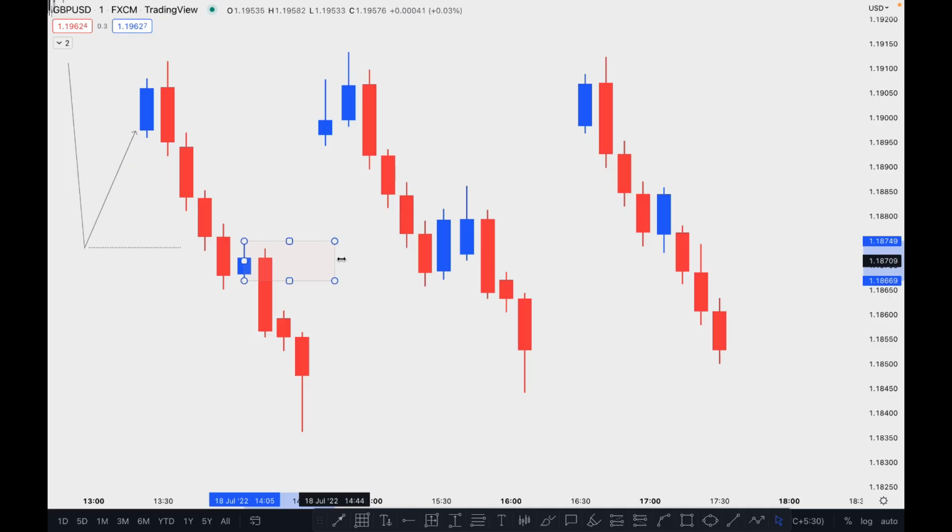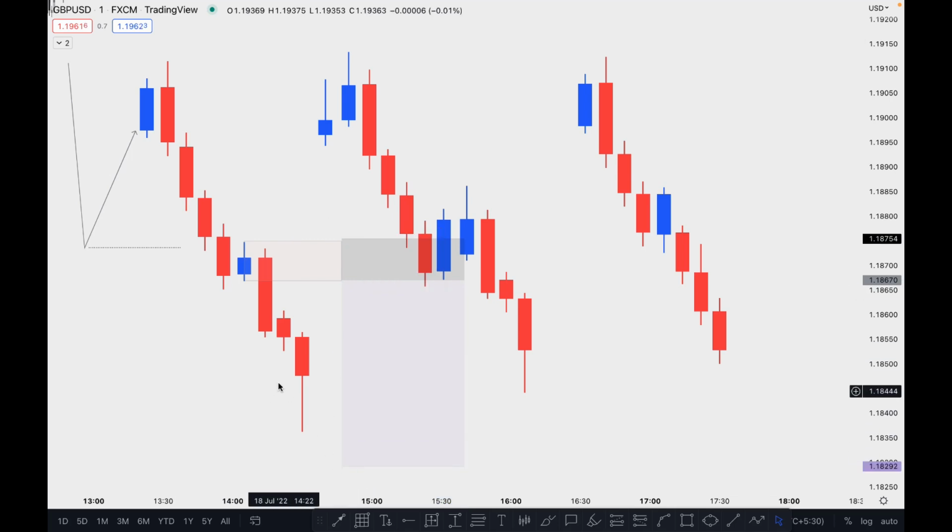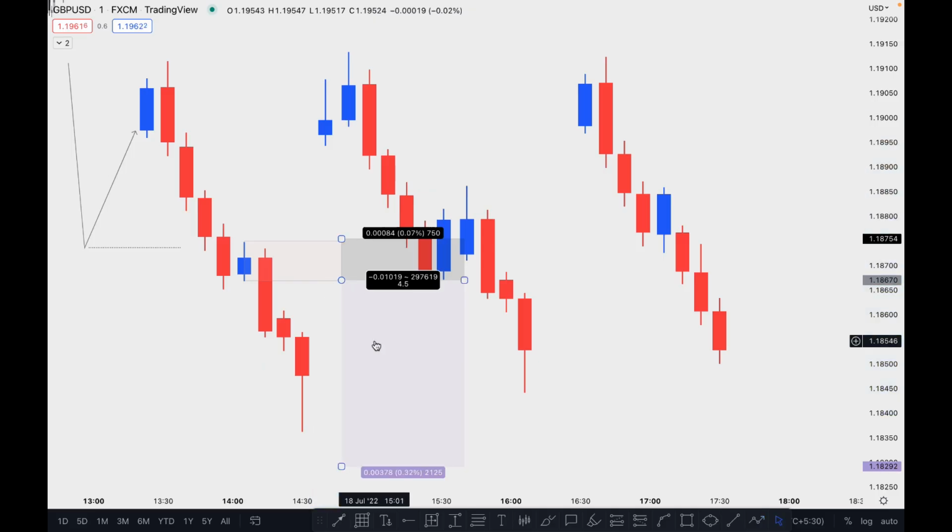Some people mark this as an order block and try to sell here. They put the stop loss just above it and look for the sell. Then what happened? The market pushed higher, gave us a little reaction, then pushed higher again, and then pushed downside after hitting the stop loss.